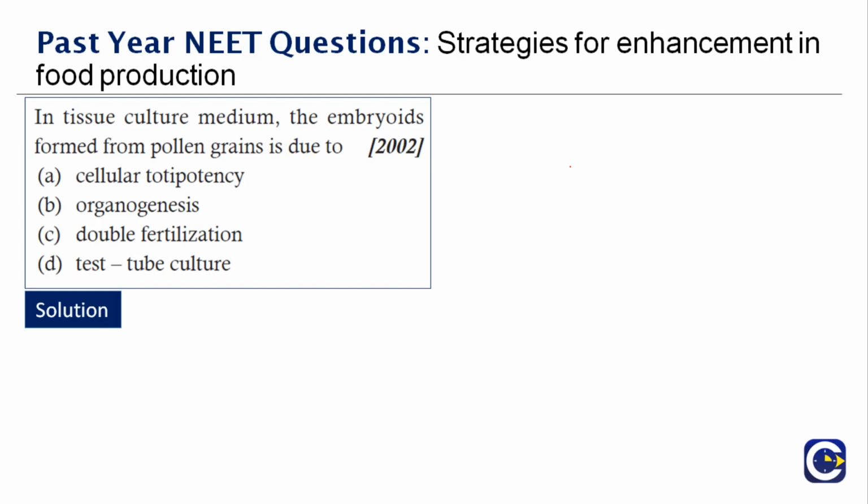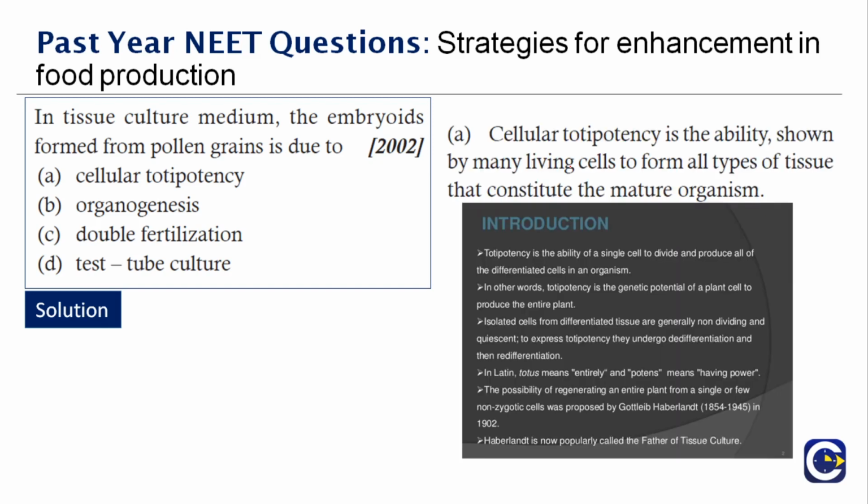As we all know, it is the ability shown by many living things to form all types of tissue that constitute a mature organism. So sometimes they might be in deactivated form, but when conditions come, they might become activated and form different tissues which constitute a mature organism. Therefore, the right answer to this question is option A, cellular totipotency. So, totipotency is what I've given to your right side.